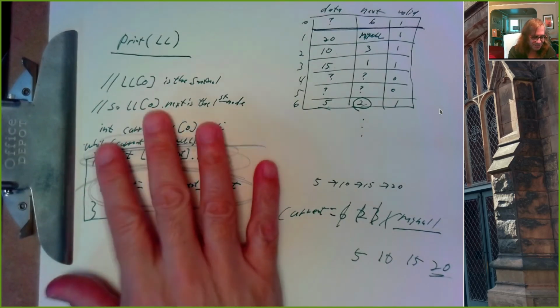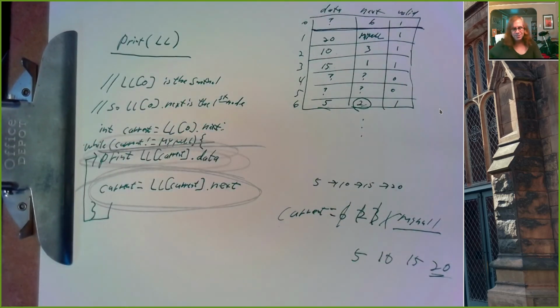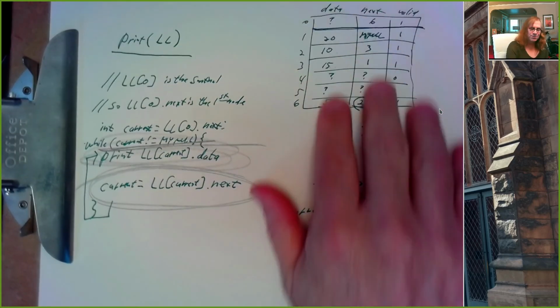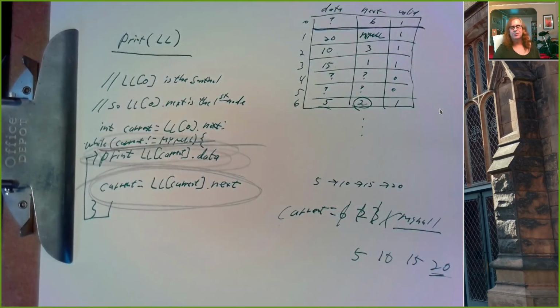So I would say play around with this, think about it, and if you haven't started coding, start coding some of this up. Make yourself a bogus array, see if you can get a print routine working, and see if you can deal with these edge cases.